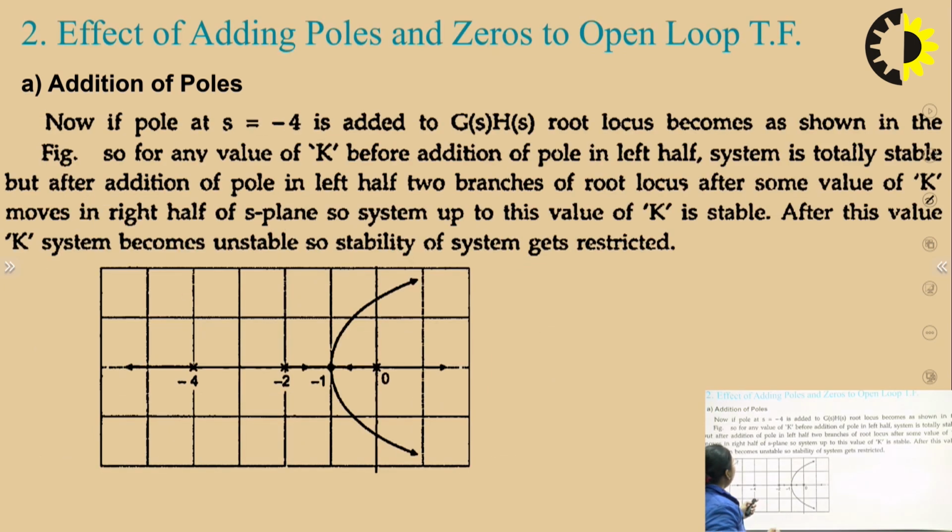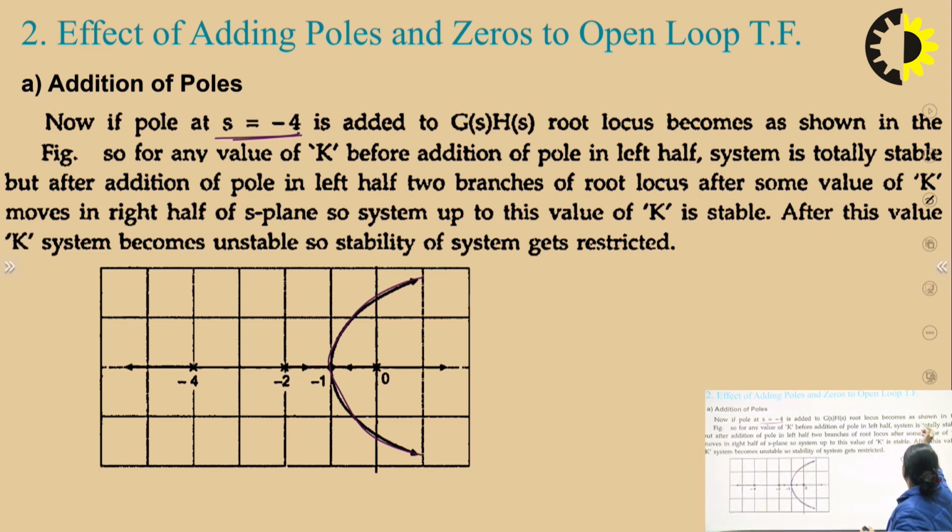Now I am adding a pole at s equals minus 4. Now my root locus will become like this. You can see the branches of the root locus are moving into the right half of the S plane, right?